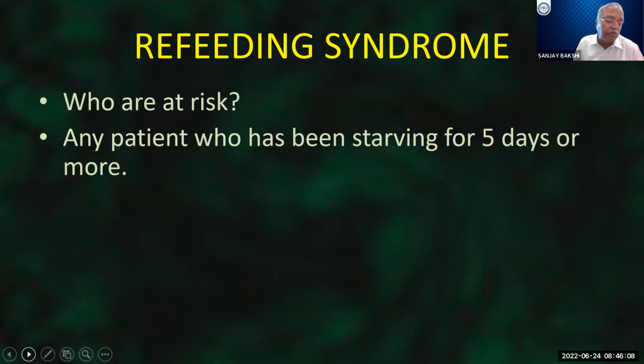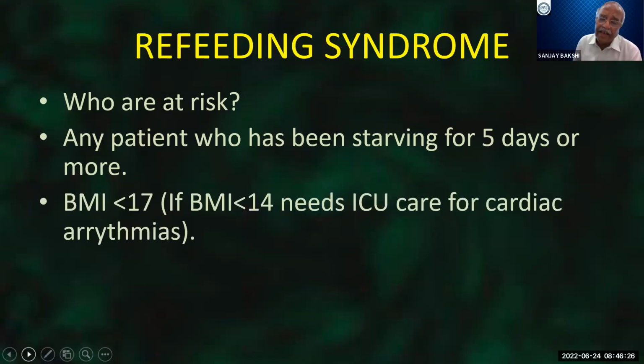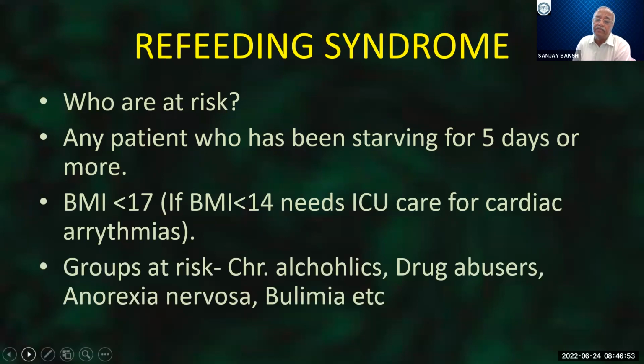So at what BMI would you suspect that this patient might develop a refeeding syndrome? It's more common in patients at extreme ends of the spectrum, so undernourished or obese patients. So that's a general statement. BMI, do you know what the BMI is? If the BMI is less than 17, which is why, for the Asia Pacific cohort, there's been an argument against labeling it 17.1 because that is critical. So if your BMI is less than 17, Malavika, these are the patients who can develop refeeding syndrome. As a matter of fact, if the BMI is less than 14, you're going to need ICU care for keeping a check on cardiac arrhythmias. Okay. And groups at risk: chronic alcoholics, drug abusers, anorexia nervosa, bulimia, etc.